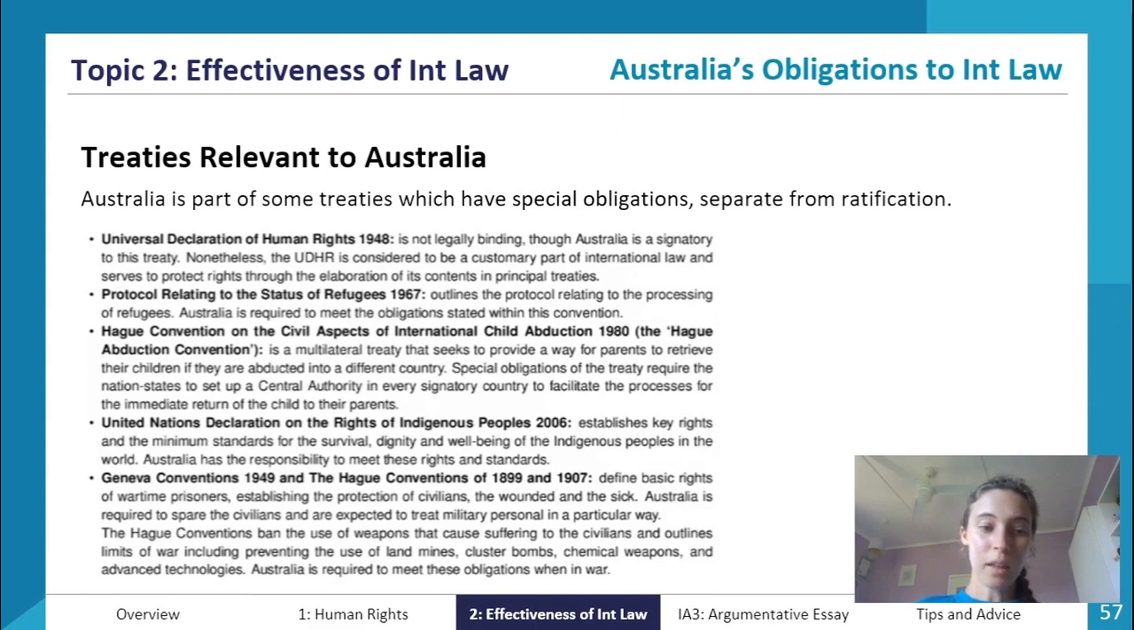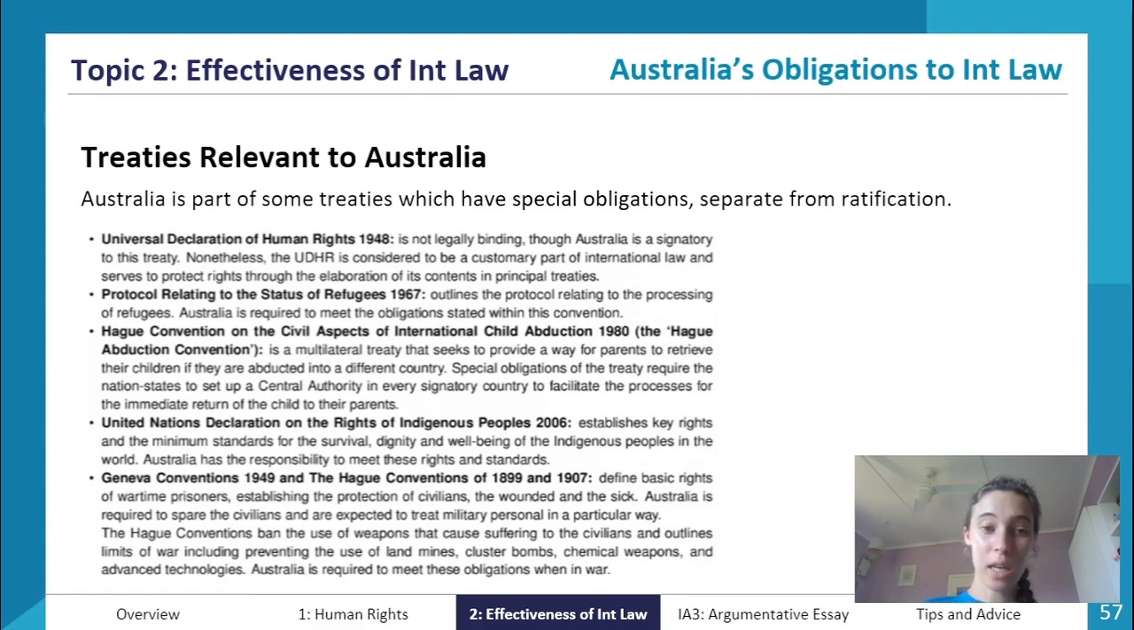So some treaties that Australia is a part of. So we have special obligations for these treaties, separate from just ratification. Some of them we have looked at already, and some of them we haven't. So the Hague Convention on Civil Aspects of International Child Abduction, providing a way for parents to retrieve their children if they are abducted to a different country.